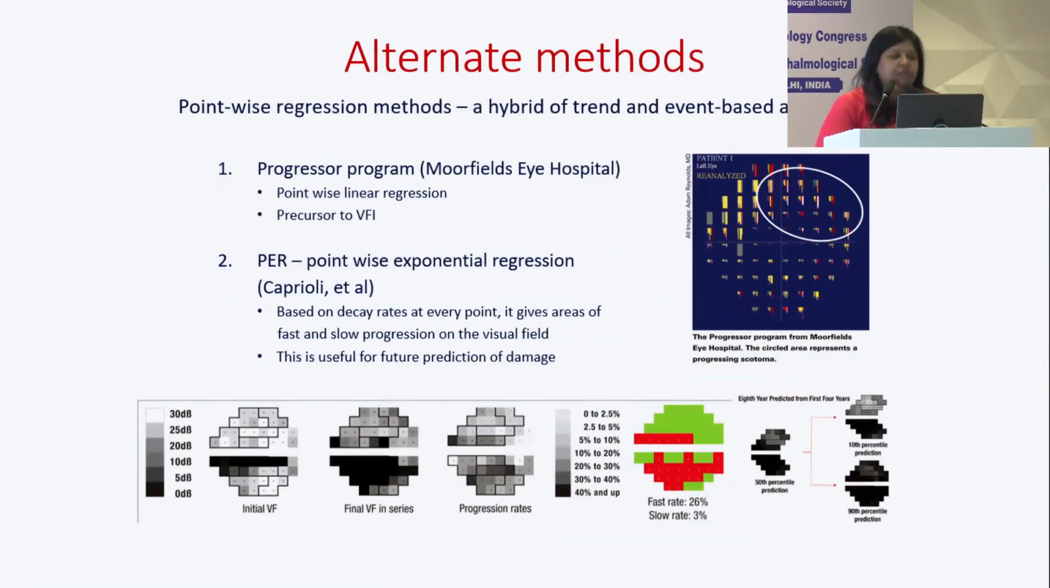The other alternate methods that have been tried out are pointwise linear regression. This is a progression program developed at the Moorfields Hospital, which was a precursor to the VFI, and the pointwise exponential regression. Now, these are things which are on the anvil. They have not yet been incorporated in the current HFA.